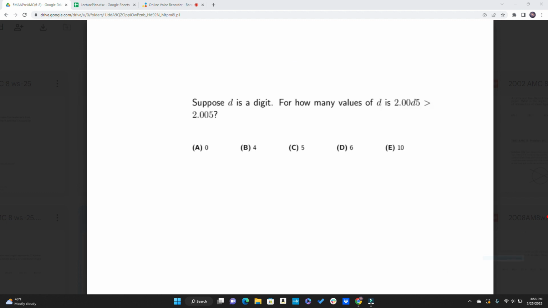How many values of D make 2.00D5 more than 2.005? All right. Let's do some comparison. We've got 2.00D5 and then 2.005. So let's figure out what goes in this missing spot right here.